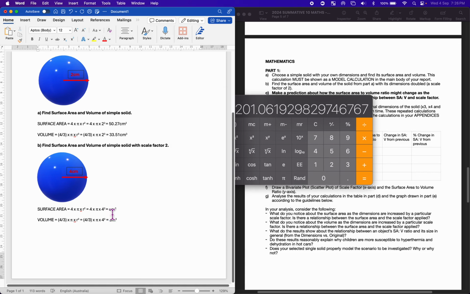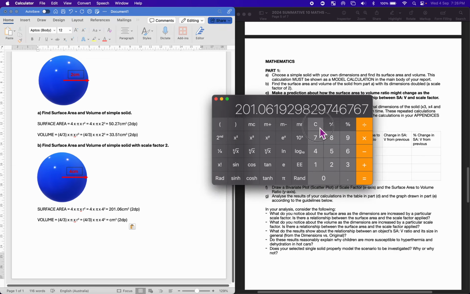201.06. I forgot to say that I rounded this to 2 decimal points. Same with this, rounded to 2 decimal points. Same with this, rounded to 2 decimal points. And this one is also going to be rounded to 2 decimal points. I haven't worked it out yet.